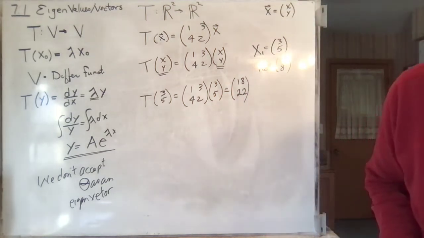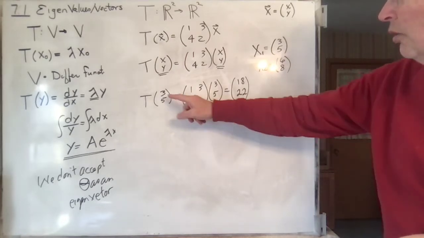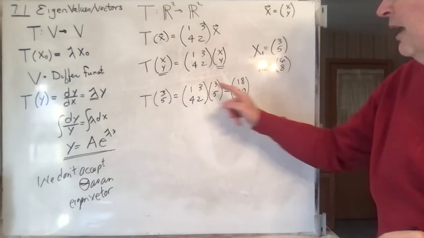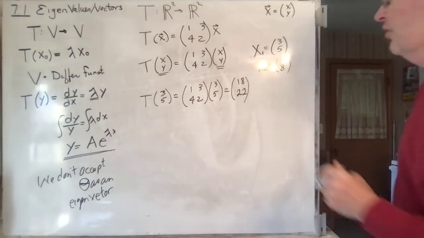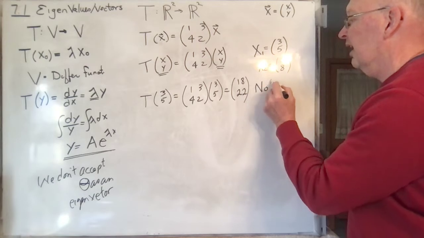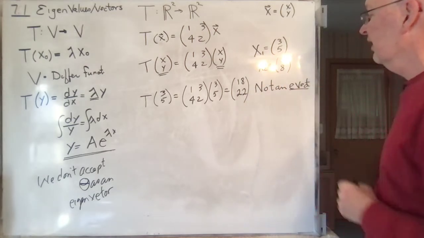And I look at that and I say, is that a multiple of this? No. You have to multiply 3 by 6 to get this, and if I multiply 5 by 6, I don't get that. So I'll say no, not an eigenvector. I'll abbreviate it like that.